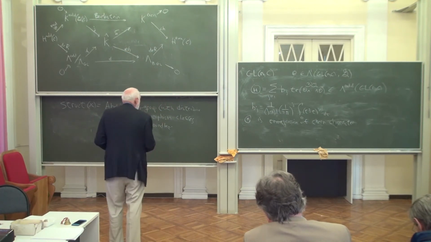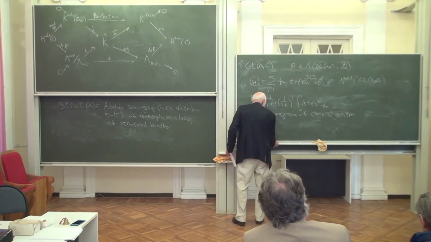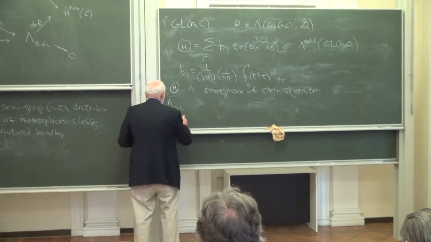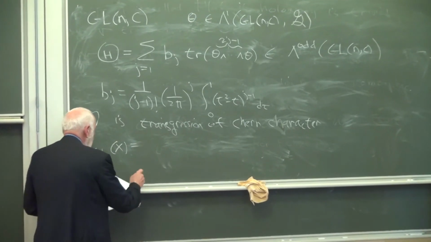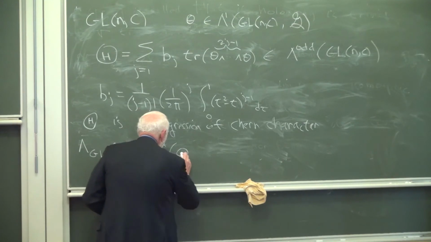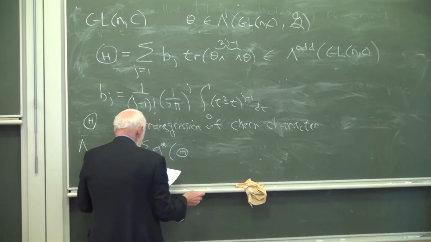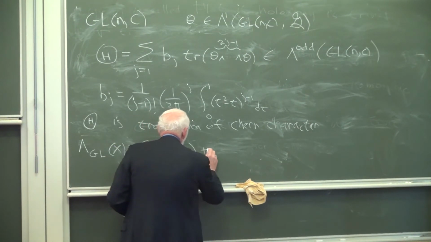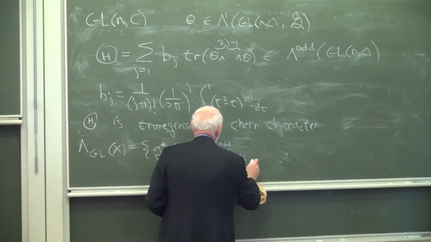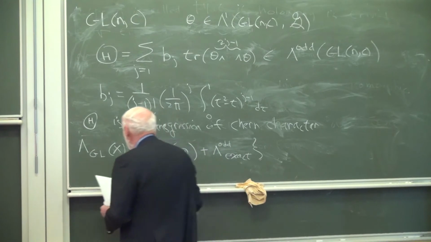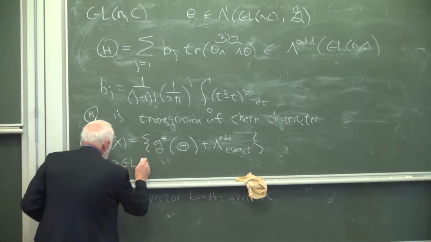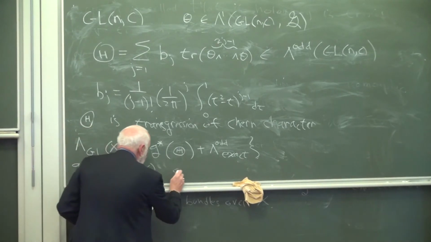Now, wedge GL of X equals G star of this guy, big theta, plus wedge odd exact, where G here maps X into GL(n, C), all such G's.